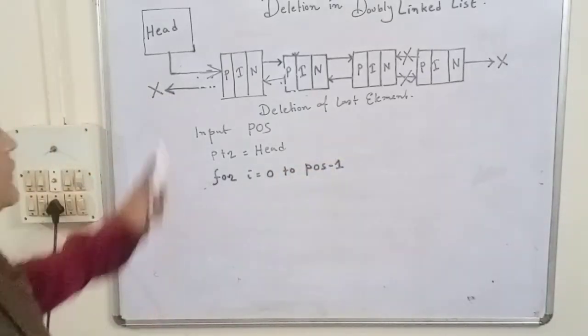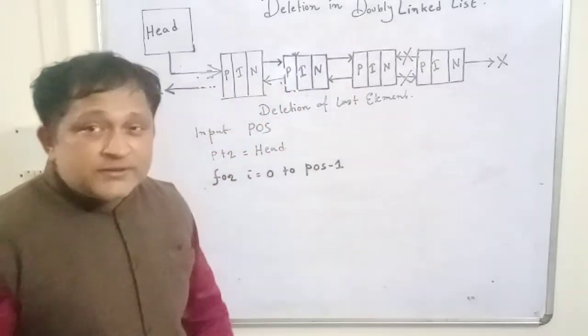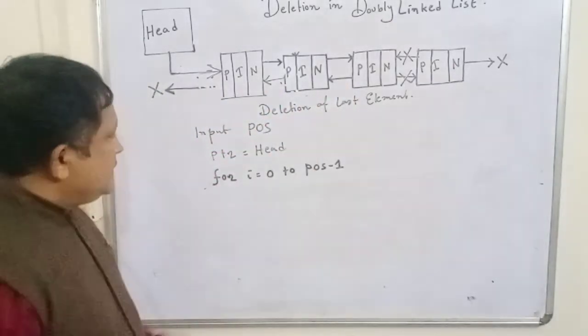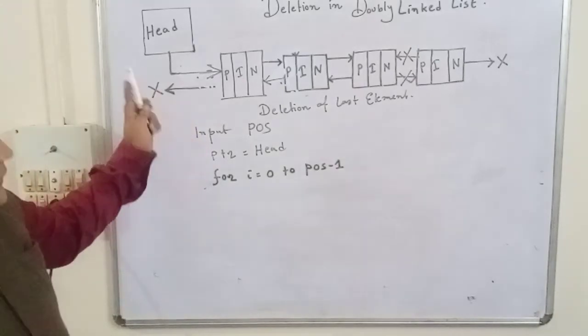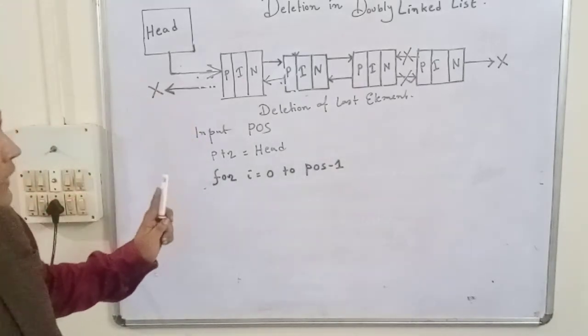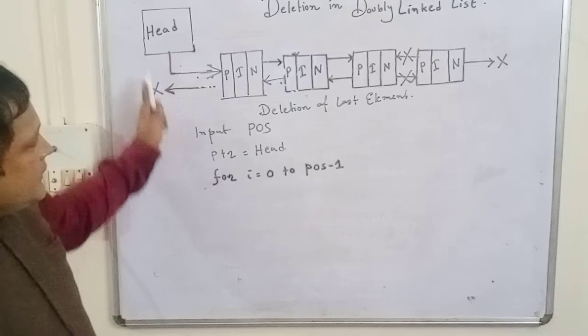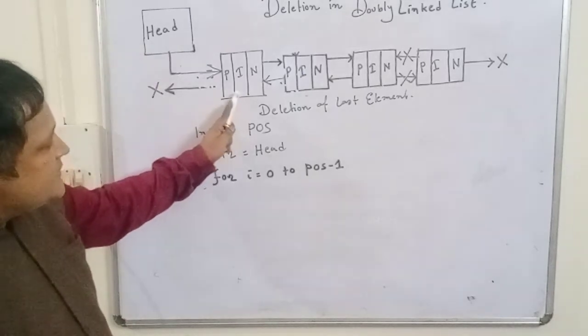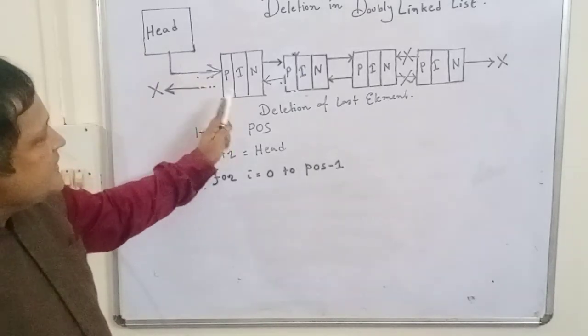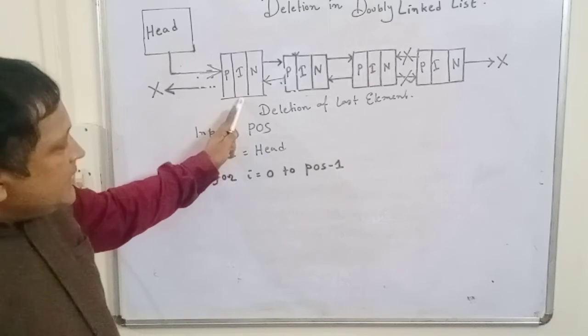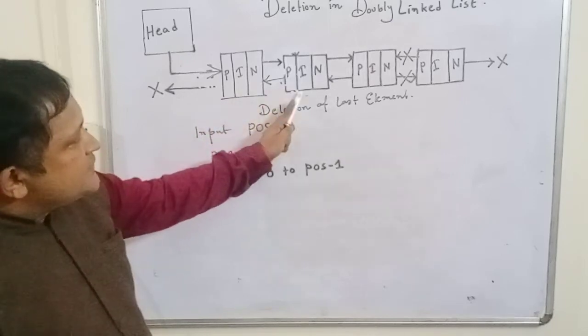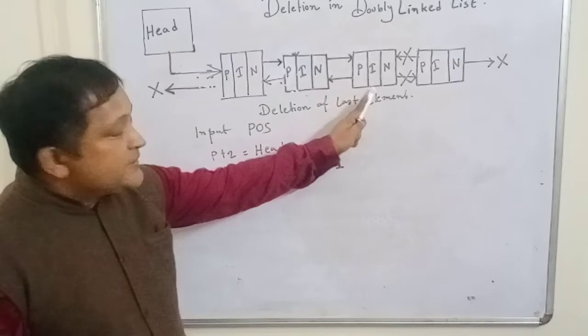Okay, suppose position is 3. Suppose at the third position we have to delete the element. So i goes from 0 to 2, so i will be 0, 1, 2. When i equals 0, it goes to the next node, meaning PTR is representing this node. When i is 1, PTR represents this node. When i is 2, PTR is representing this node.